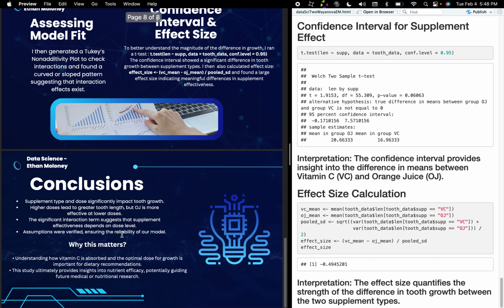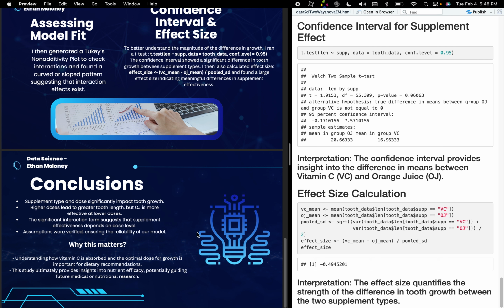So now what were some of my conclusions? Supplement type and dose significantly impact tooth growth. Higher doses lead to greater tooth length, but orange juice is more effective at lower doses. The significant interaction term suggests that supplement effectiveness depends on dose level. And yes, the assumptions were verified, ensuring the reliability of the model.